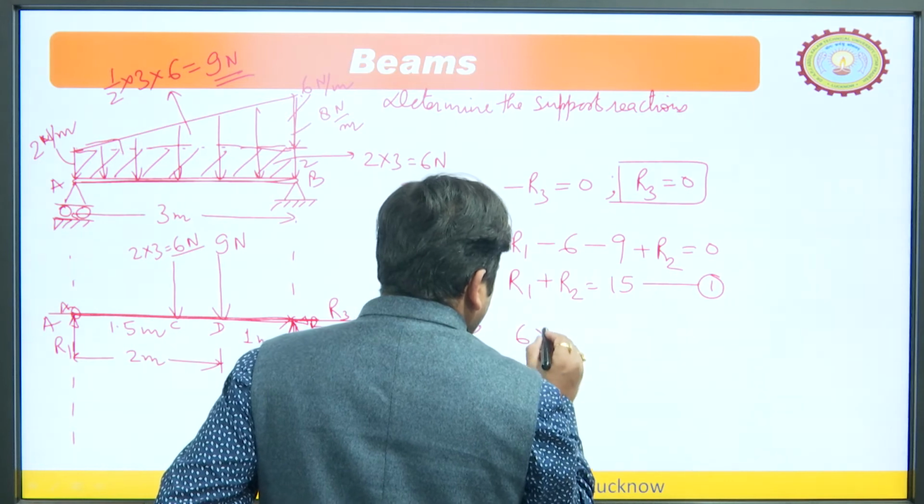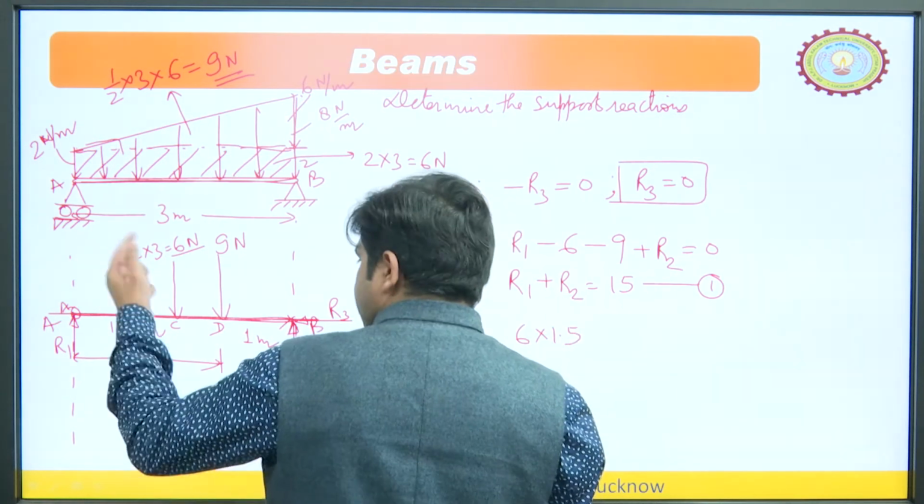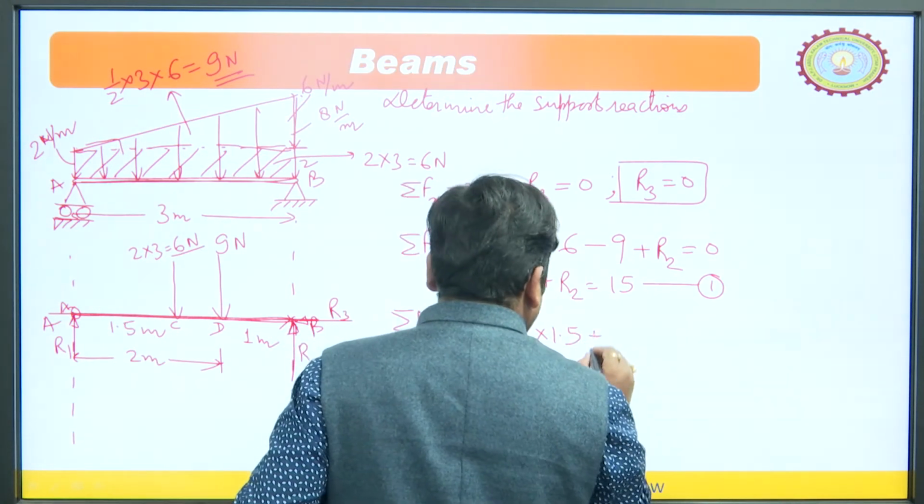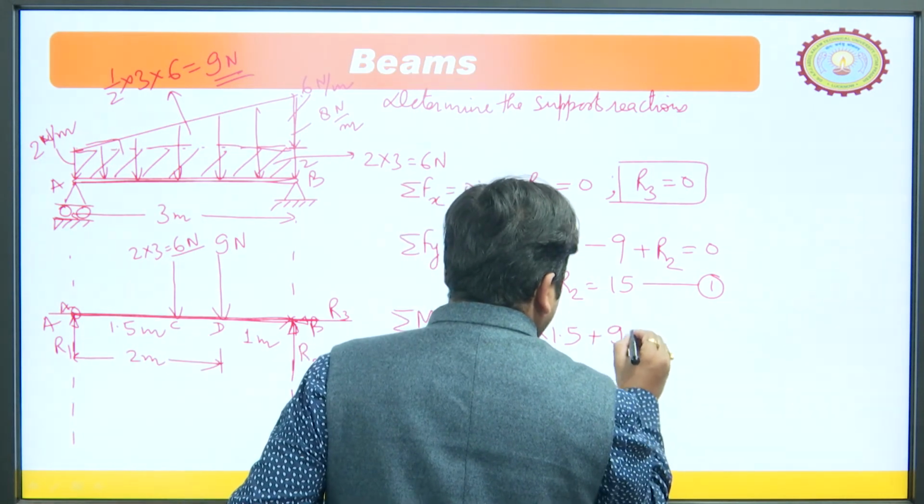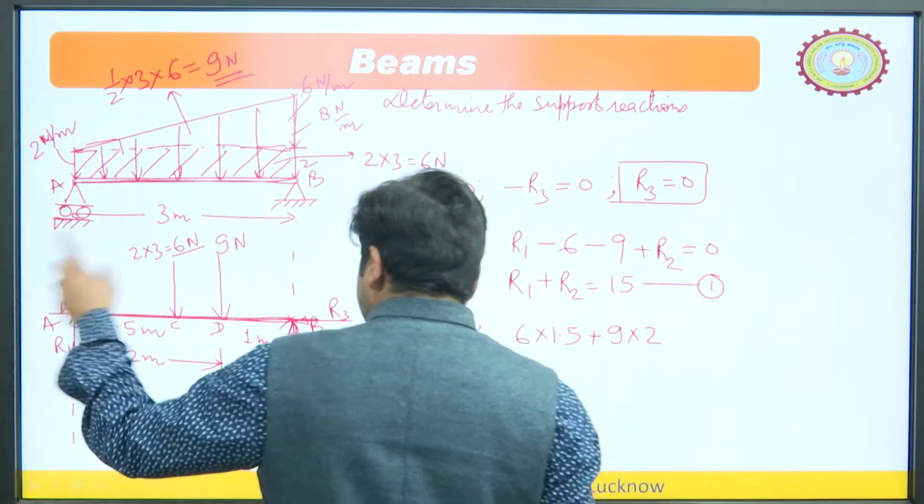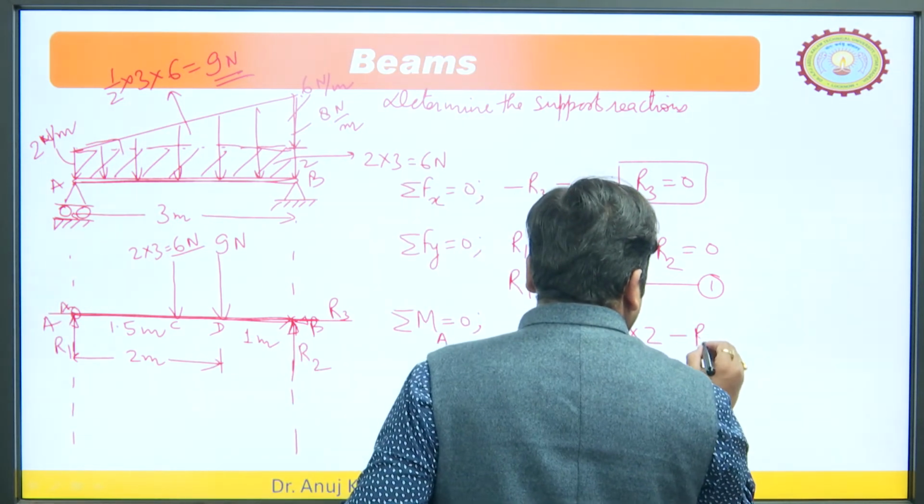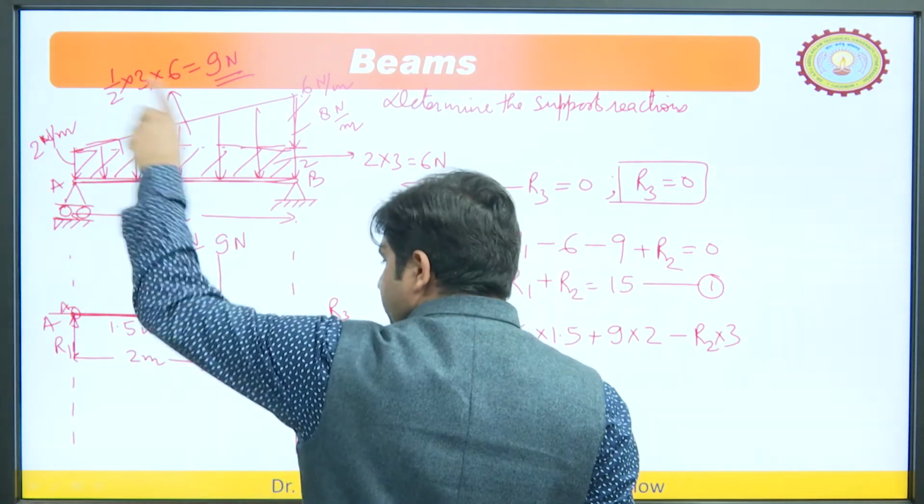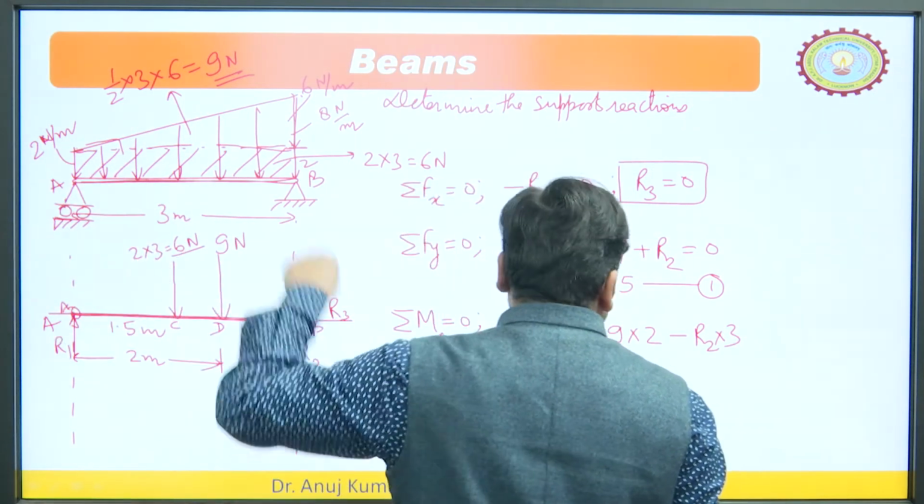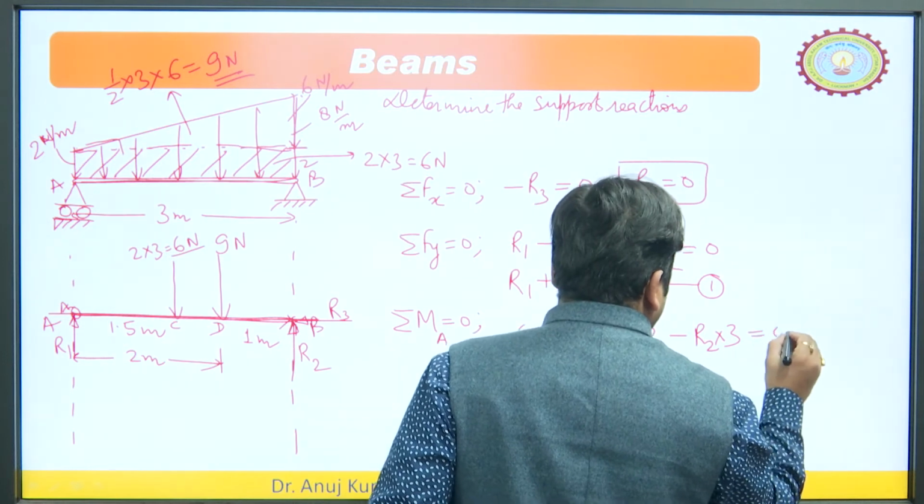So, 6 into 1.5, it is clockwise, positive, plus 9 at a distance of 2 meter, again clockwise. So, 9 multiplied by 2, clockwise. Now, minus R2 into 3. This is anti-clockwise, R2 is vertically upward on the right side, so it is making an anti-clockwise moment. So, that should be 0.